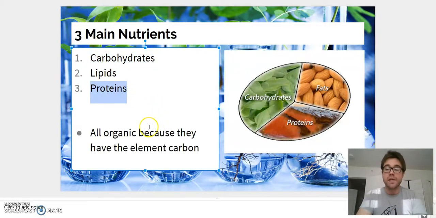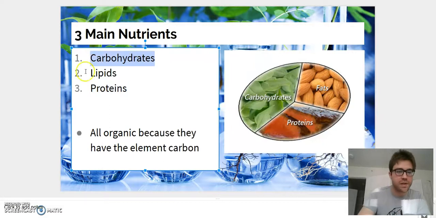Now, all of them are organic because they all have the element carbon. We would call these organic molecules because they have the element carbon. Remember, carbon is the C on the periodic table. All right, those are our three nutrients. Let's look at each of those. We're going to start out with number one, carbohydrates.